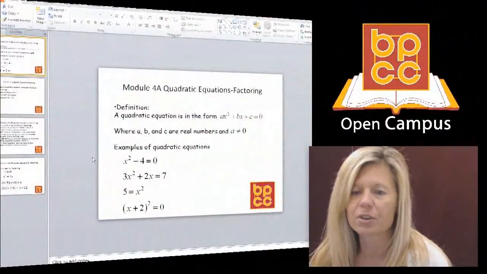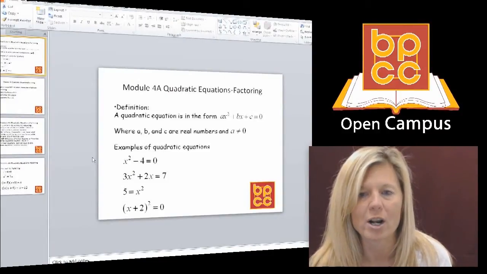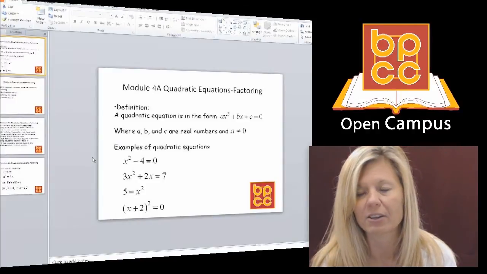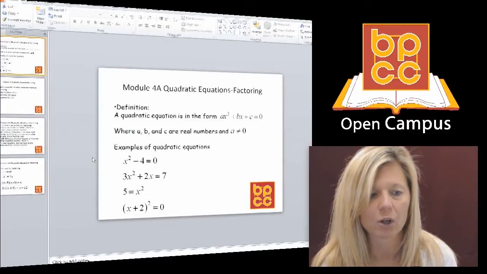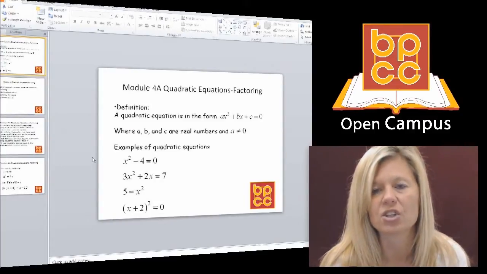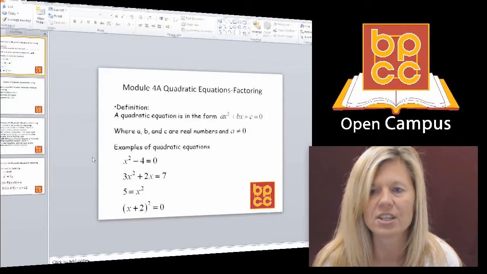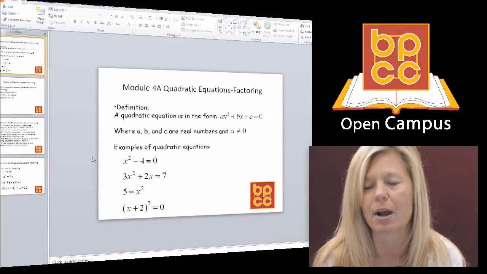First, let's start off with the definition. We need to understand what makes an equation quadratic. We've already seen linear equations that have the value of the exponent being 1, and we've already seen rational equations that have fractions. So now we need to know what is the definition of a quadratic equation. It says a quadratic equation is in the form ax squared plus bx plus c equals 0.